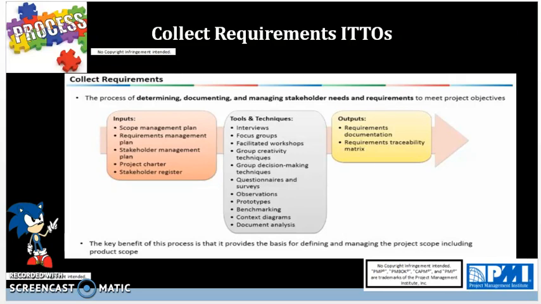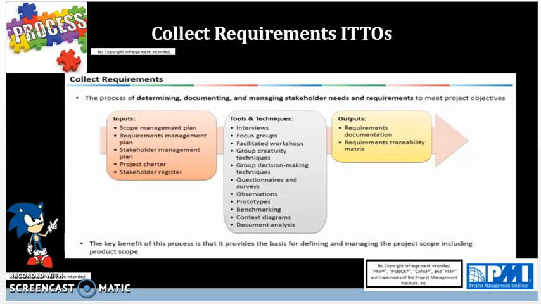So, it would be best to use the unanimous technique where everyone agrees rather than taking the other two into consideration. So next we have questionnaires and surveys, observations, and prototypes. Prototypes are a typical preliminary model of a software product or feature from which requirements can be drawn. Then you have benchmarking, context diagrams, and document analysis. And these are all the techniques that you use to collect requirements.